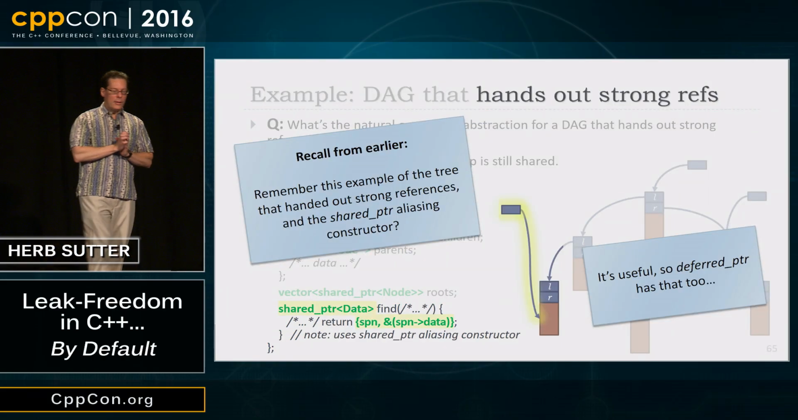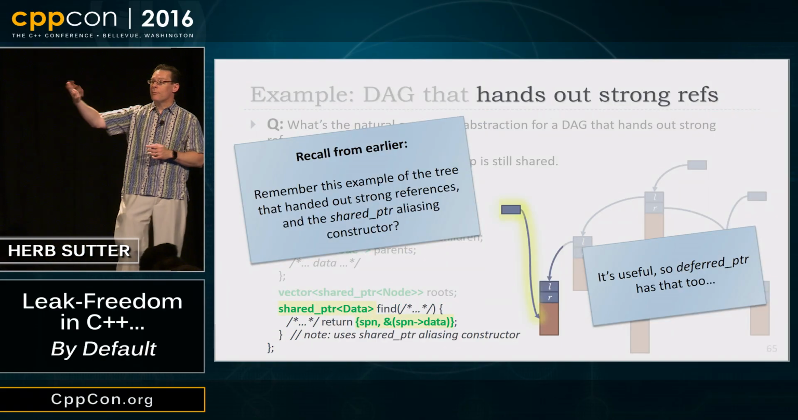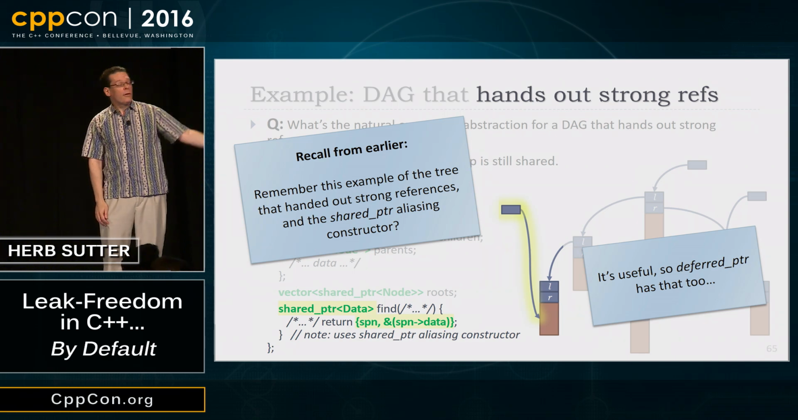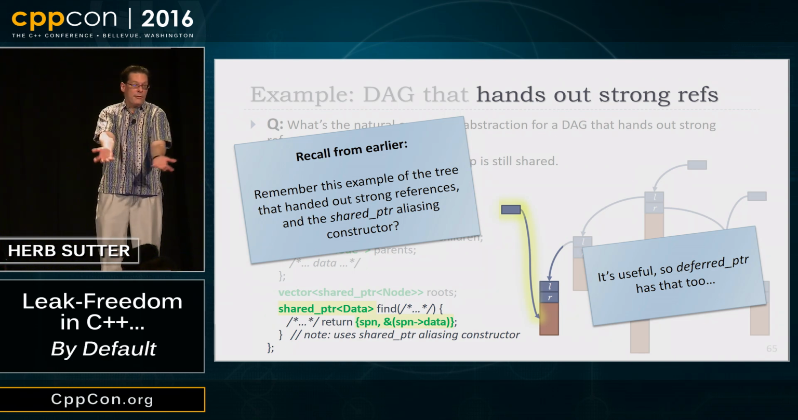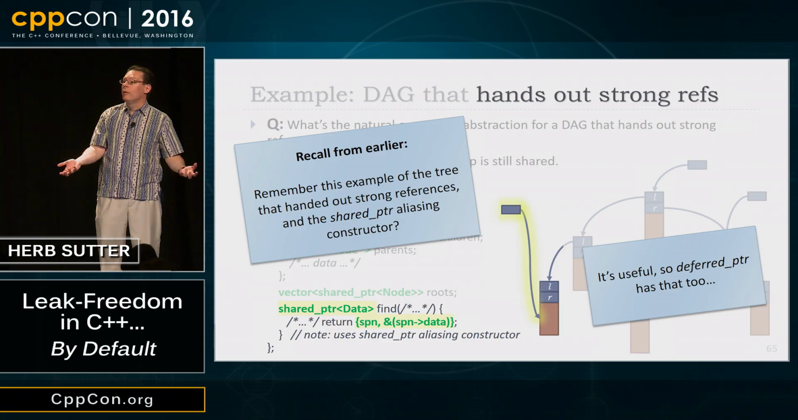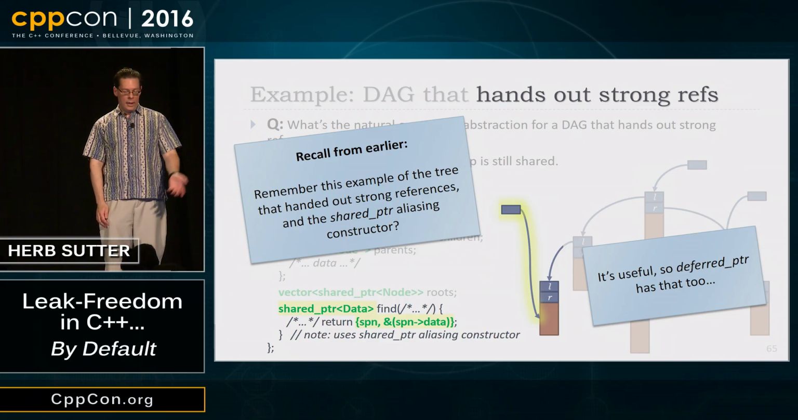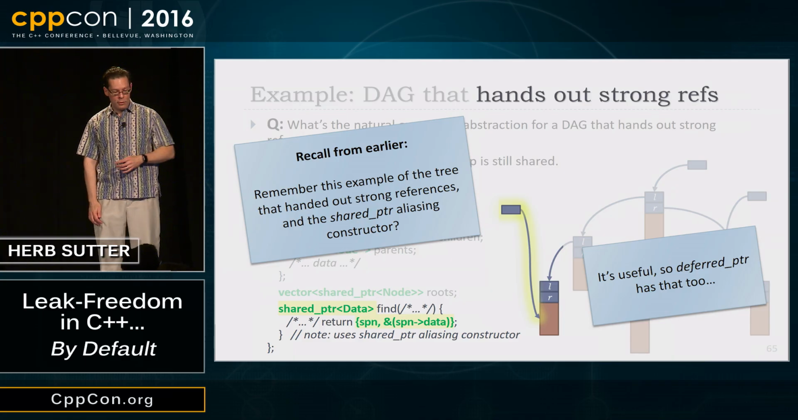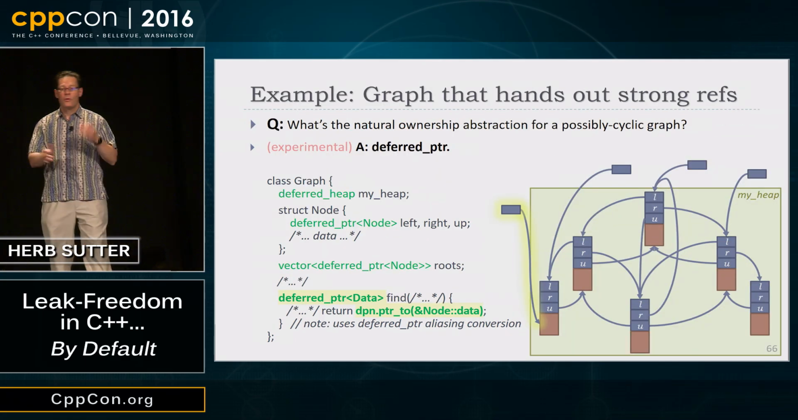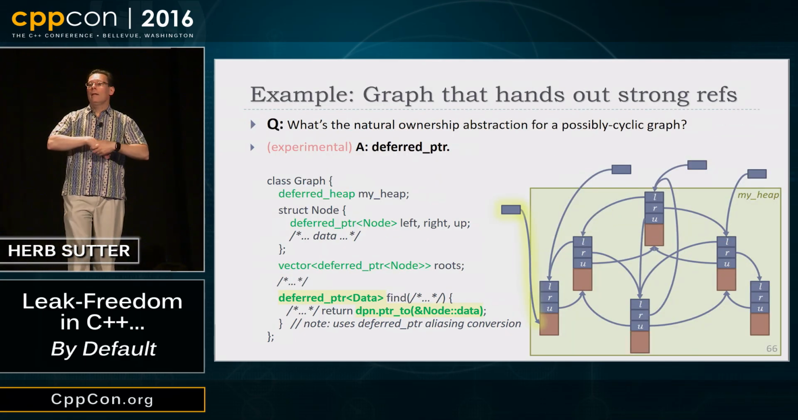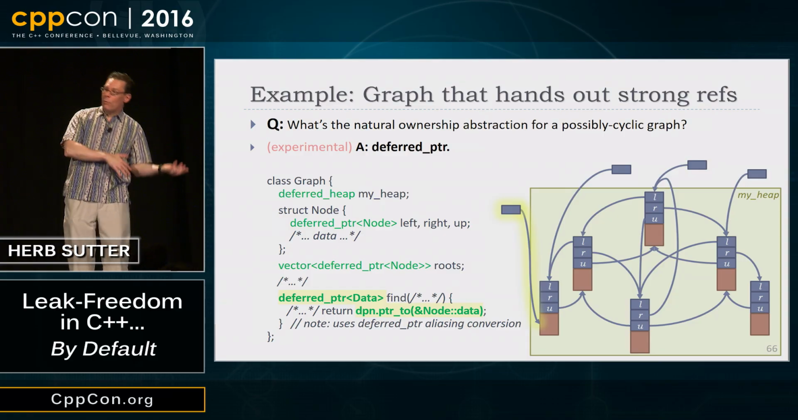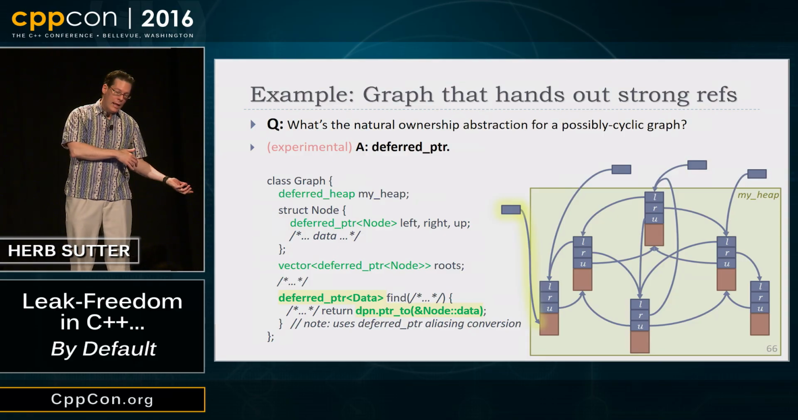Now recall from earlier, we talked about handing out strong references. Sometimes you might want to do that. So that's very useful with shared pointers. So this is, deferred pointer is a shared pointer. This is not shared_pointer because it can tolerate cycles. But it should have this too for the same reason. If you want to give a pointer to a data member of the node, then you should also be able to use what in shared pointer is the aliasing constructor.